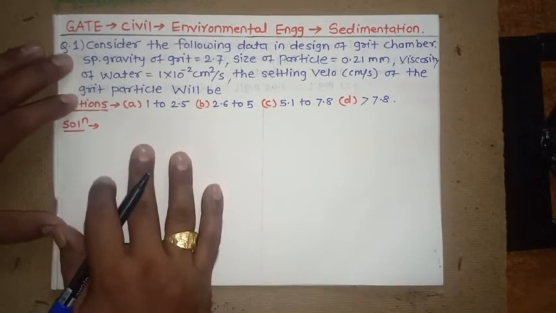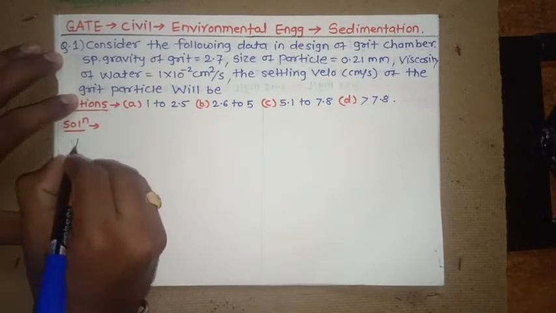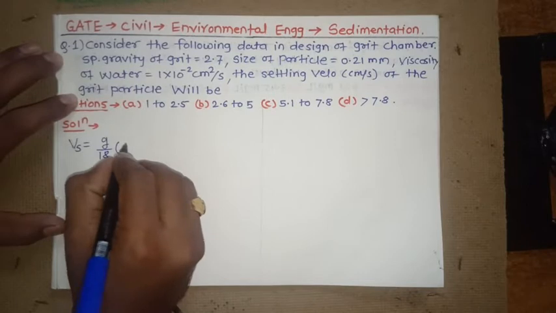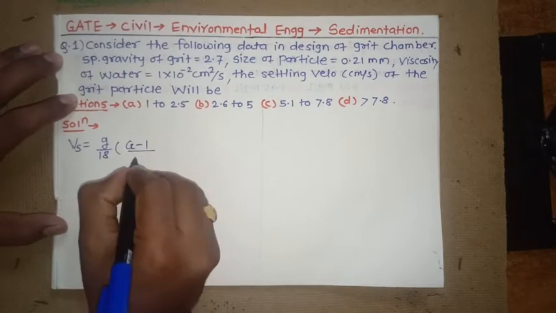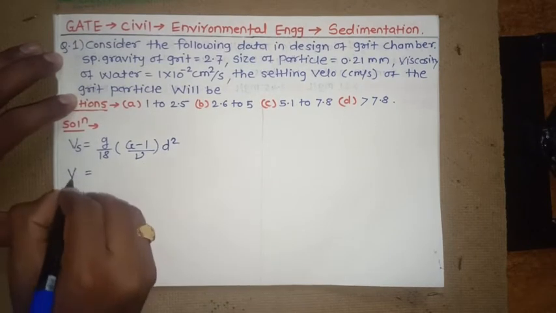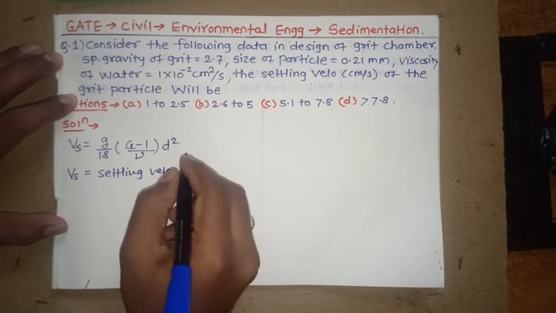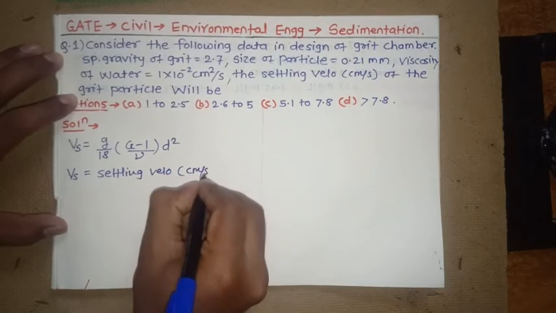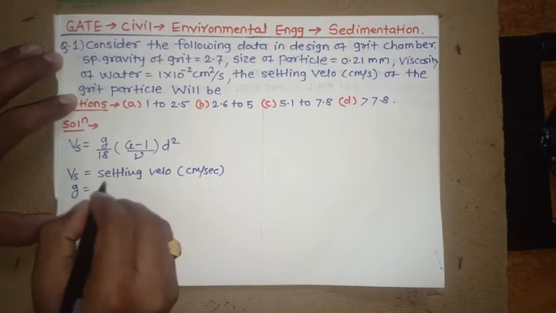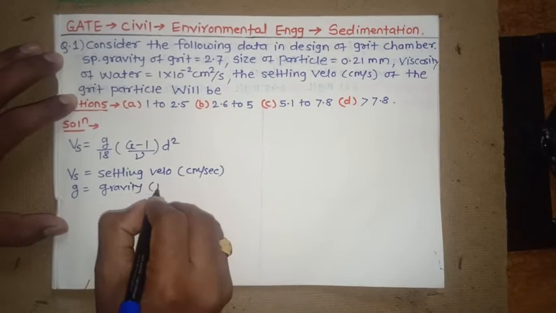Let's start. First of all, write down the formula for the settling velocity. Vs is equal to g by 18 into (G minus 1) upon nu into d square. Here Vs is the settling velocity in centimeter per second, and g is gravity, or acceleration due to gravity, in meter per second square.